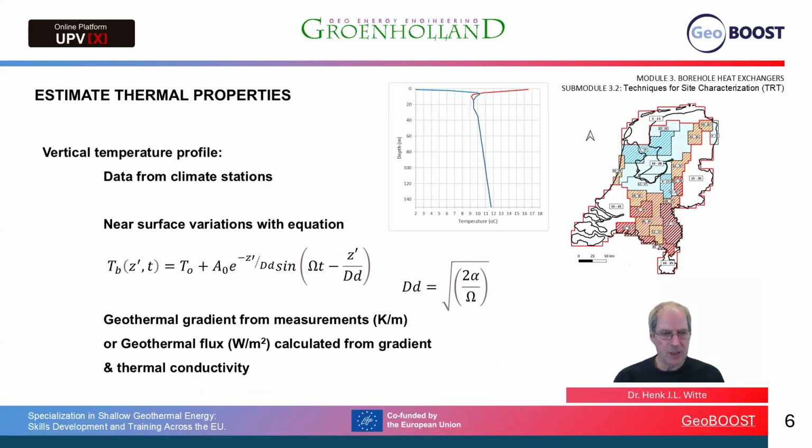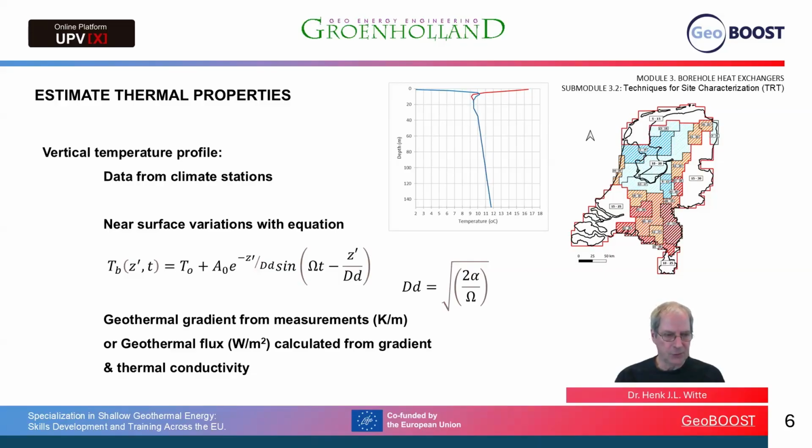Another parameter that we need to estimate is the ground temperature. Usually the average ground temperature is more or less equal to the average surface temperature, which we can find from climate stations. Shallow parts, so below, let's say, 10 meters, we find the seasonal varying temperature fluctuation. And then at greater depths, we find an increase in temperature, which is caused by the geothermal gradient. The near surface variations we can calculate with this nice equation that we see.